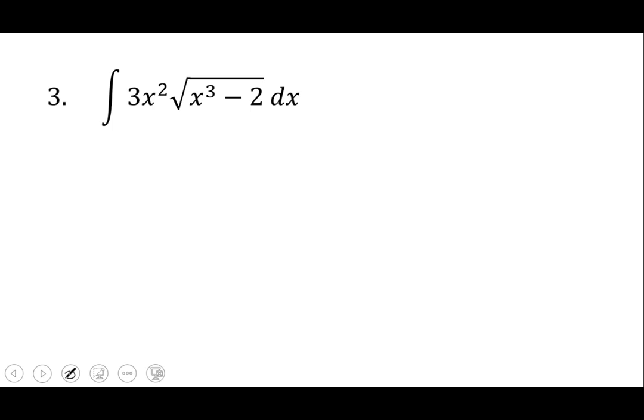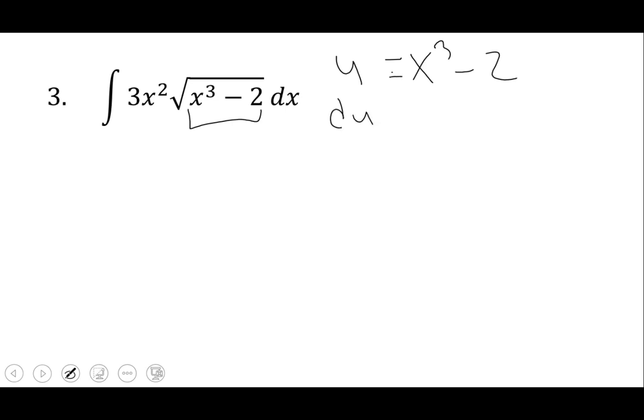All right, number 3, the integration of 3x squared times the square root of x cubed minus 2 dx. Take a second to look at this and think to yourself, where would the u be? The u always has to be an inner function, and it always has to be part of the more complicated piece. So if you were to compare 3x squared to the square root of something, hopefully you would agree that the square root is the more complicated piece. That means that my inside function here, that would be my u.